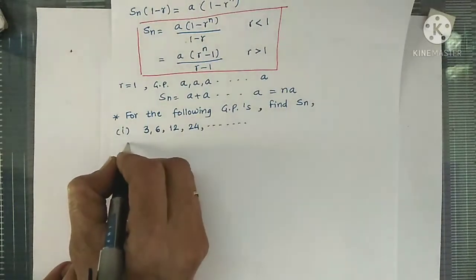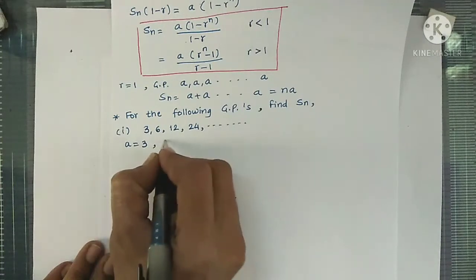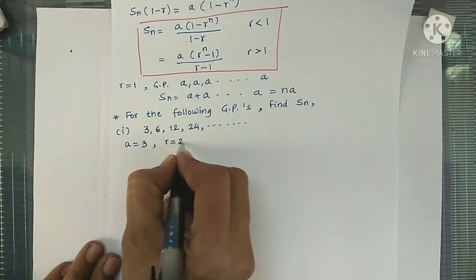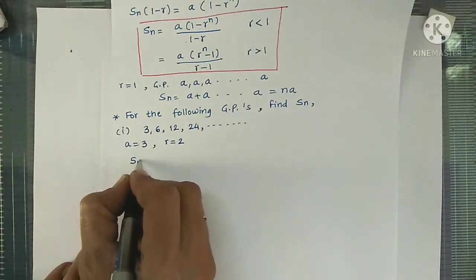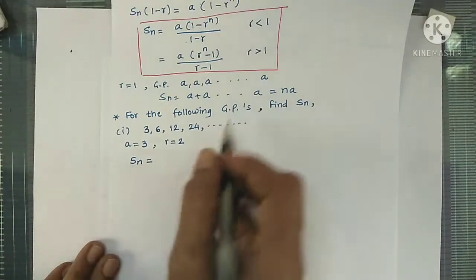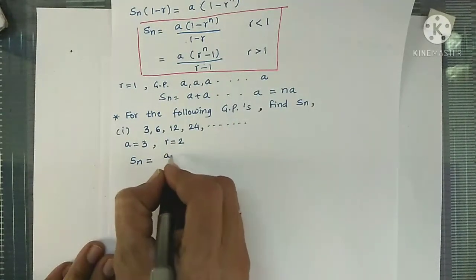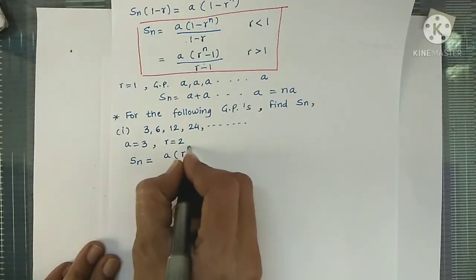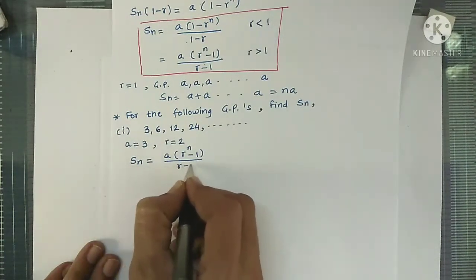So let's write A and R. A equal to 3 and common ratio R equal to 2. Okay. Now let's write the formula for Sn. See, if R is greater than 1, we have to use the second formula. So let's write that formula: A into R raised to n minus 1 upon R minus 1.